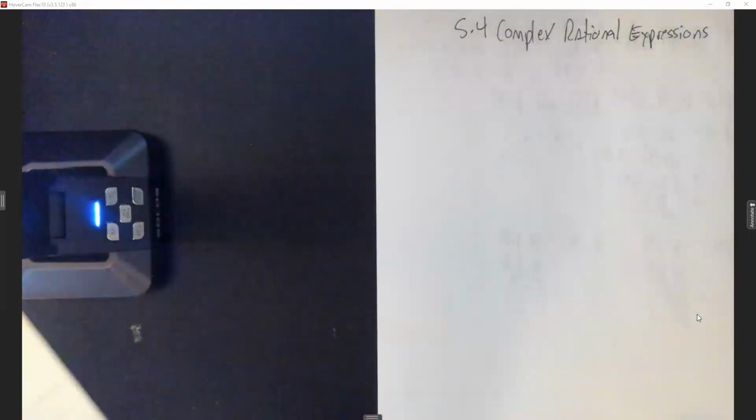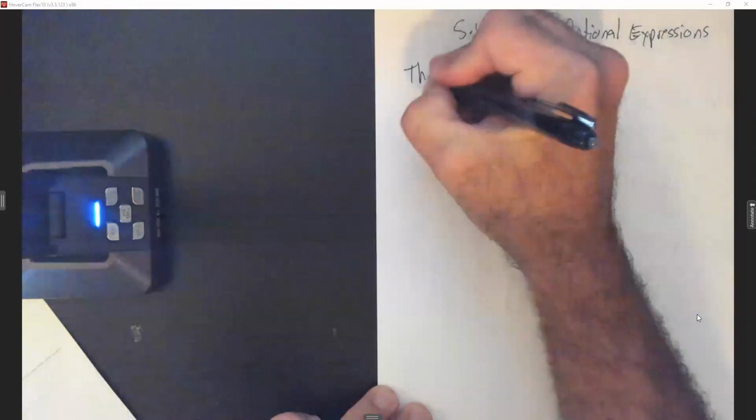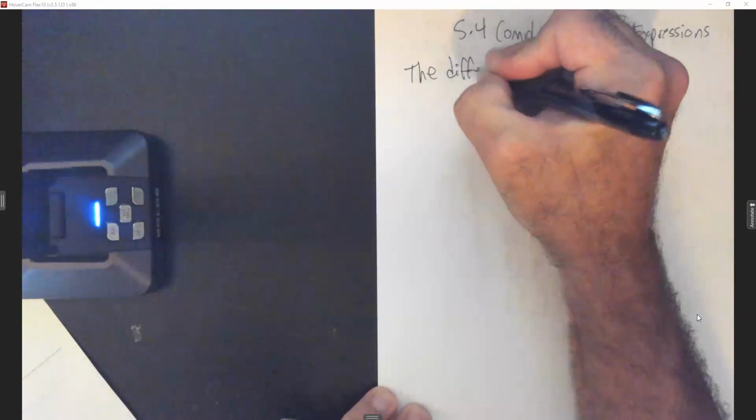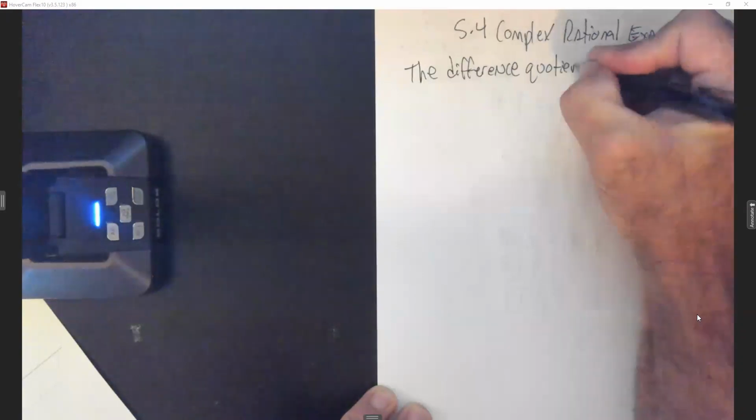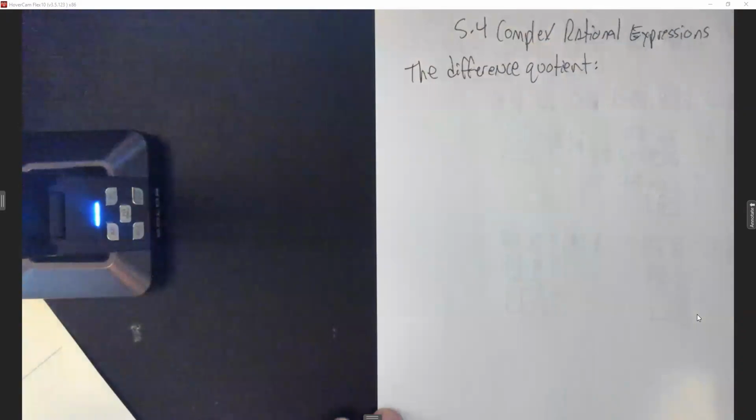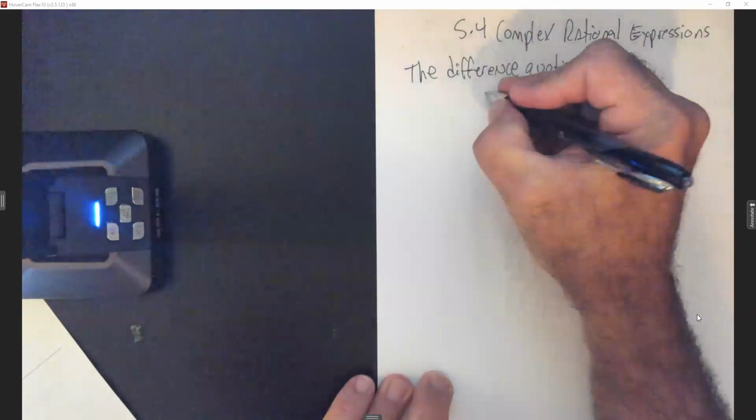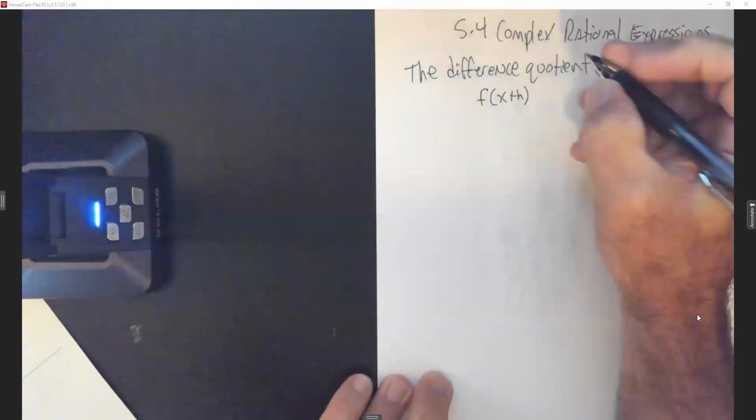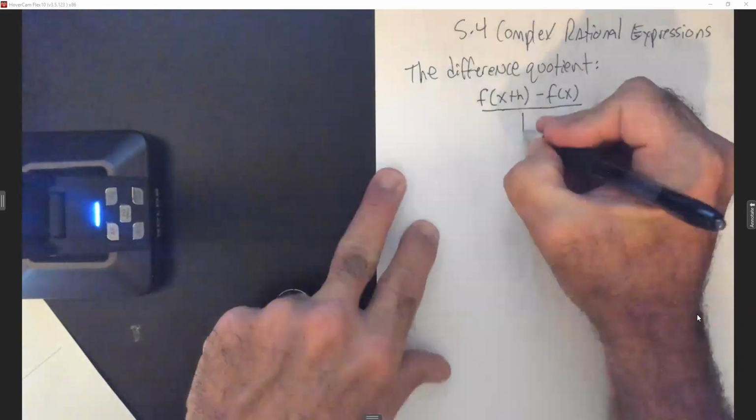And the only thing we're going to worry about in this section is what we call the difference quotient. Basically, this difference quotient is a fancy slope formula. So the difference quotient is f of x plus h minus f of x all over h.